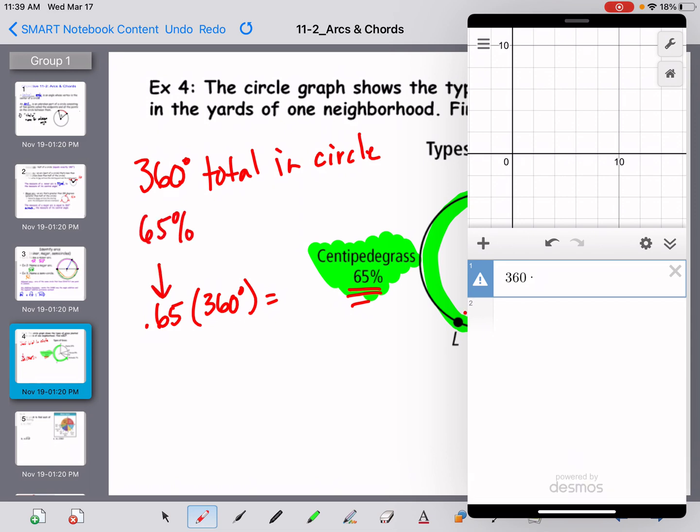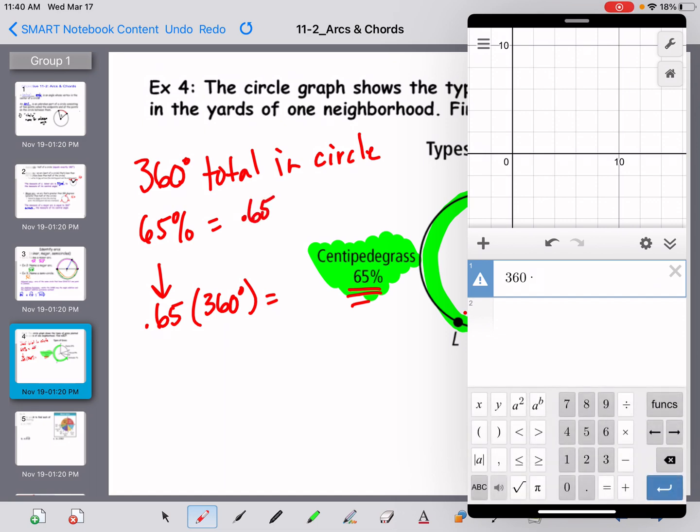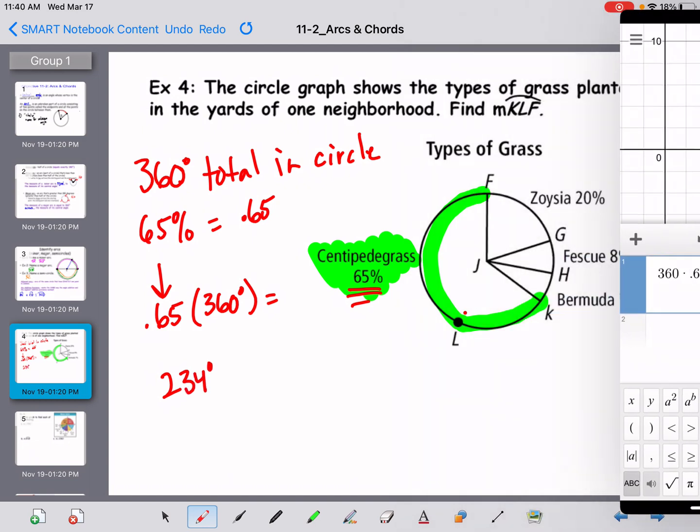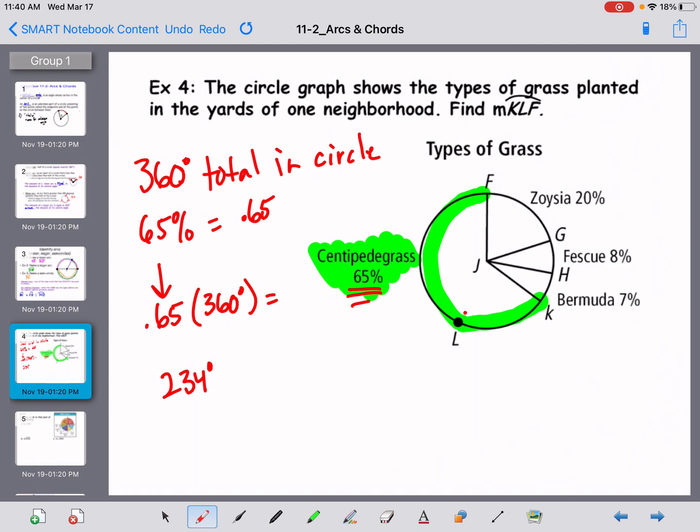Remember, when we have percents, that's the same thing as moving the decimal 2 places, 0.65. So that's why I'm just going to type in 0.65. And that equals 234 degrees. So the measure of that arc is 234 degrees. Now, quite honestly, I don't know why you would want to talk about 234 degrees of an arc instead of a percent when you're talking about something like grass in a neighborhood. But that's how you do that problem.